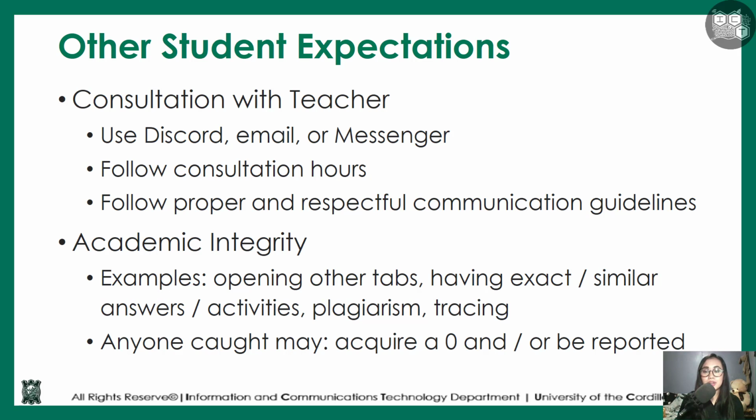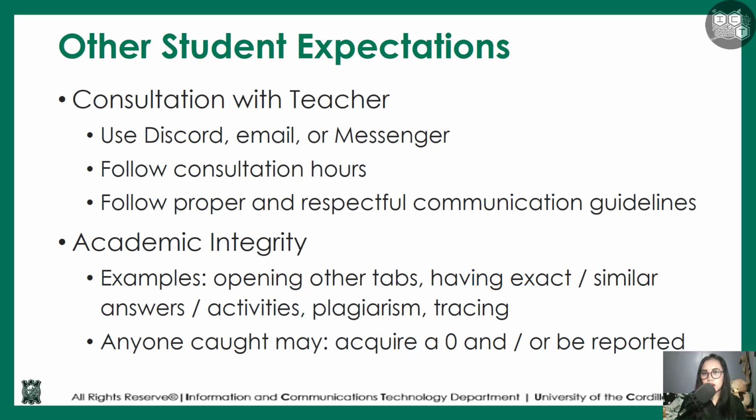Lastly, we have academic integrity. So academic integrity is essentially doing your activities as objectively and as honestly as you can. So having some sort of cheating is a violation of academic integrity, and you can have some consequences. Let's say you may acquire a 0 and you can be reported to your class advisor, to the conduct coordinator, and or to your parents or guardians.